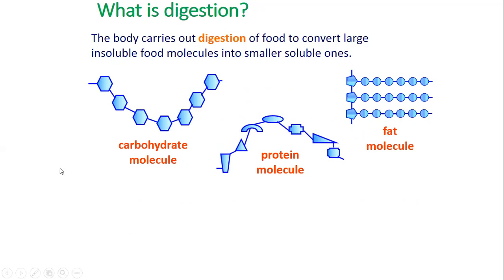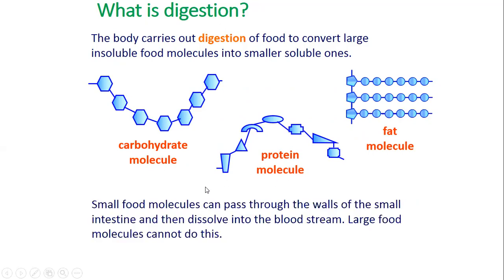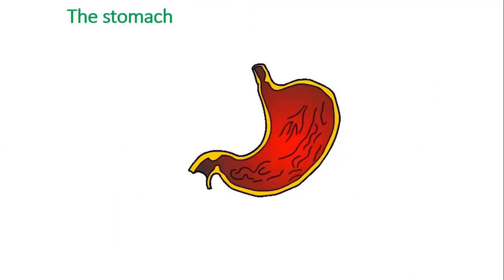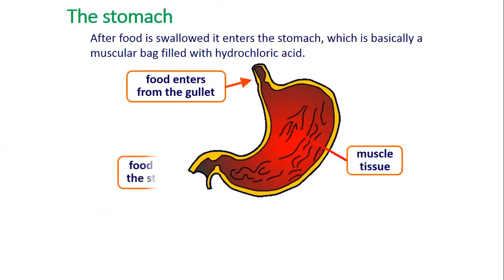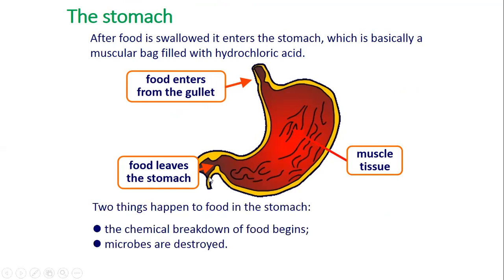For the different kinds of food, such as carbohydrate, protein, or fat, small food molecules can pass through the walls of the small intestine and then dissolve into the bloodstream. Large food molecules cannot do this. In the stomach, after food is swallowed, it enters the stomach, which is basically a muscular bag filled with hydrochloric acid. This is the entry, and the food leaves from here. Two things happen to food in the stomach. The chemical breakdown of food begins, and microbes are destroyed.